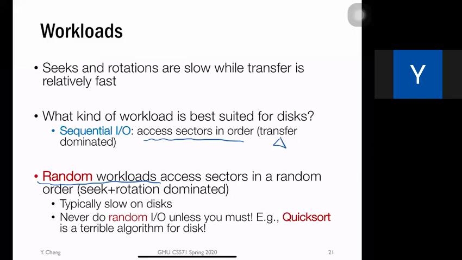So the caveat over here is, the crux is never do random IOs unless you must. For example, quick sort. Out of core quick sort, meaning your data is too large to fit into the main memory. So you have to constantly read data out from the disk for this kind of out of core quick sort like operation. It's just terrible for hard disk drive. It's just extremely slow, okay? Because it's not able to take advantage of this relatively super fast sequential throughput.